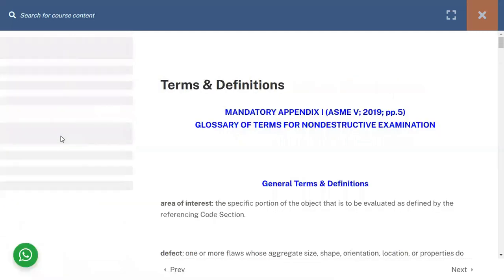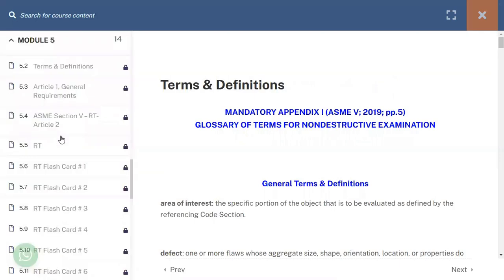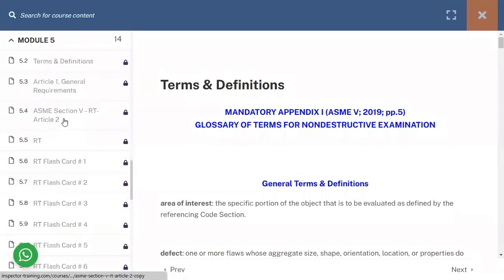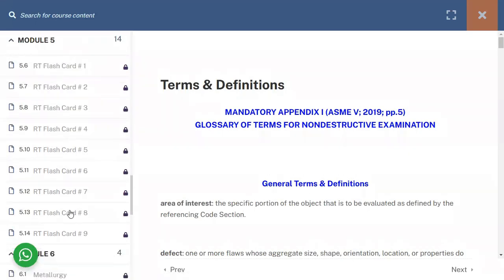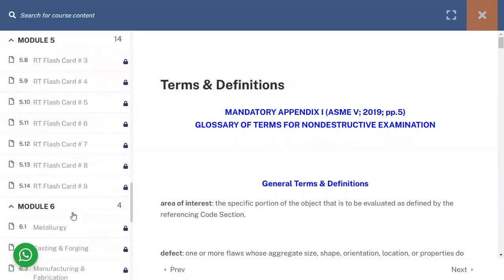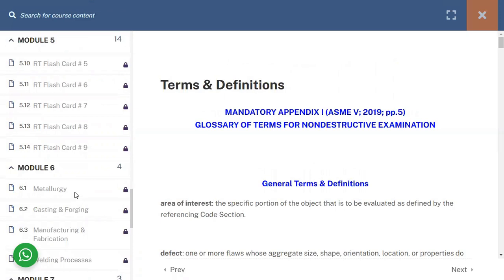And then we'll be talking about Article 1, the general requirements, and Article 2, RT, on ASME Section 5. And then there is also another introductory on RT. And then it follows 9 sets of flashcards. All the highlights of RT are brought here.